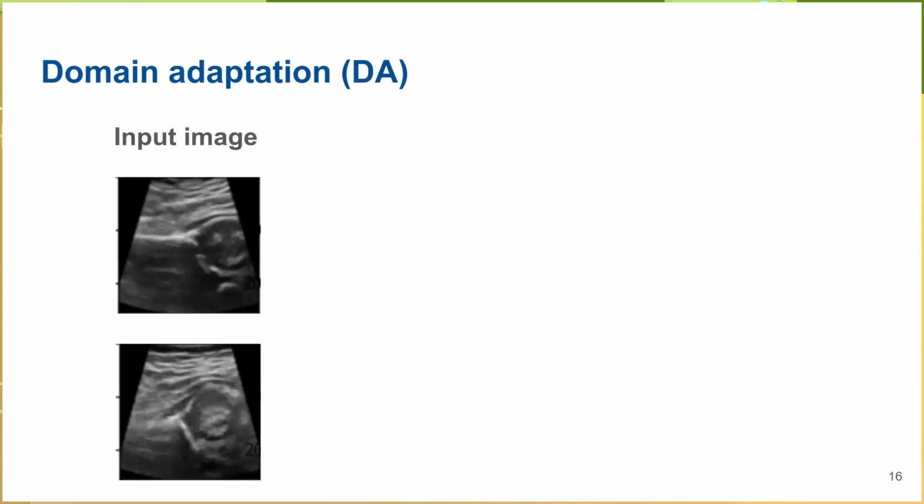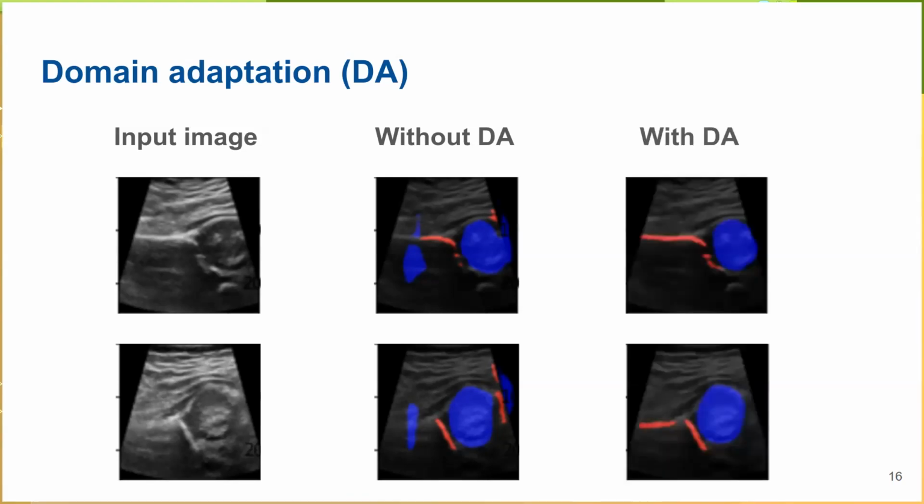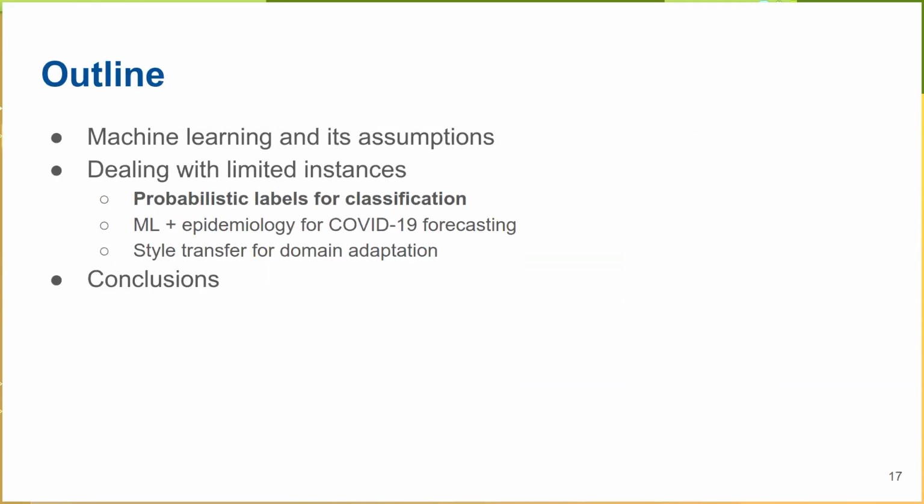And we will see that when we have an input image like this, if we take the implicit assumption that training and test come from the same distribution, then we will have segmentation results like this. But if we acknowledge that there is a difference and then we make an effort to correct it, then we can end up with much better segmentations. So these are the three ideas that I want to talk about during this presentation.